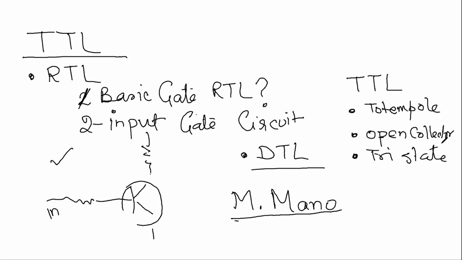Tri-state. Okay, so you have three kinds of TTL configurations available. Every gate in TTL can have three configurations, and every configuration has its own usage and application, that is, where you use what. So we will talk a bit about that over here. This is where I will start.